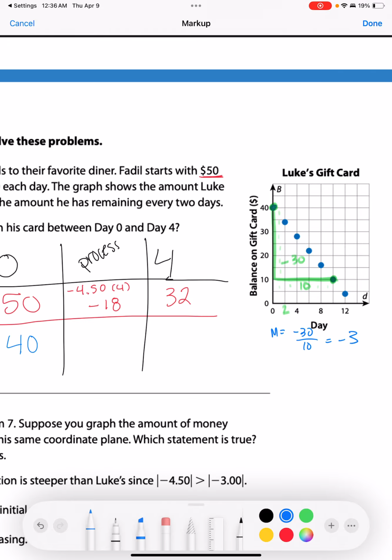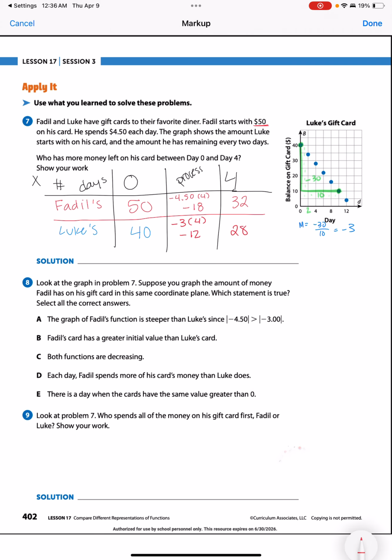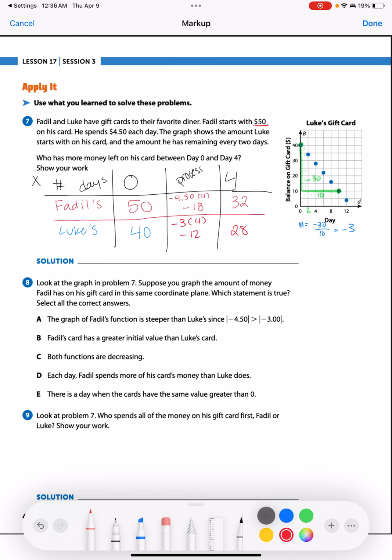All right, so for Luke's day 4, I need to subtract $3 per day times 4 days is minus $12. 40 minus 12 is 28. So who has more money left on their card between those 2 days? Fadil. Okay. Let's write that. So Fadil has more money left.